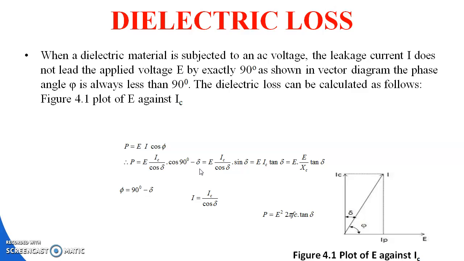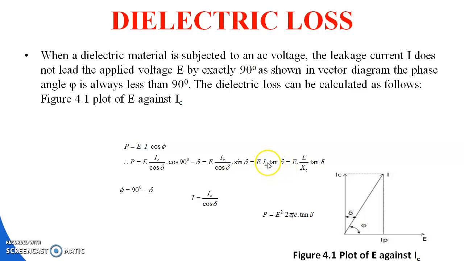That is a trigonometric function: cos 90 minus del is equal to sin del. We know that cos 90 minus theta is equal to sin theta. So here, E IC by cos del times sin del. So what is this, sin del by cos del? We know that sin theta by cos theta is equal to tan theta. So sin del by cos del is equal to tan del. So E IC tan del, where IC is the capacitive current.